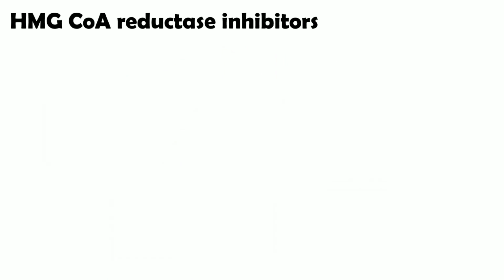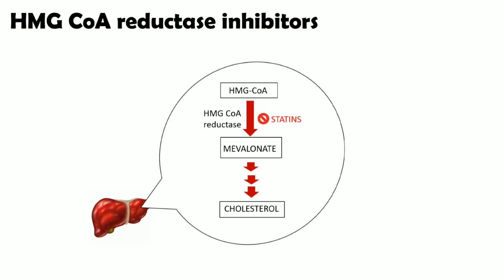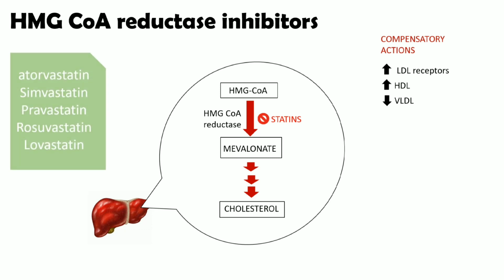Cholesterol biosynthesis takes place in the liver by the mevalonate pathway. The rate-limiting step in this reaction is the conversion of HMG-CoA to mevalonate and is driven by HMG-CoA reductase. Statins inhibit this enzyme, leading to reduced cholesterol synthesis. As a compensatory mechanism, there will be upregulation of LDL receptors, decreased secretion of VLDL and increase in HDL, thus handling the hyperlipidemic condition. Drugs in this class are atorvastatin, simvastatin, pravastatin, rosuvastatin, lovastatin, etc.